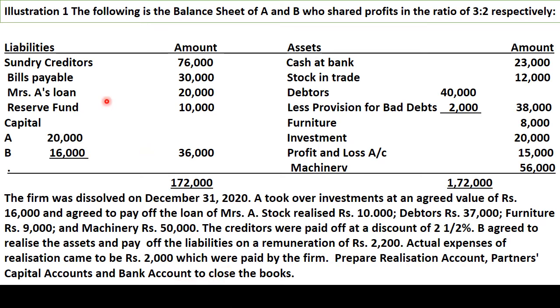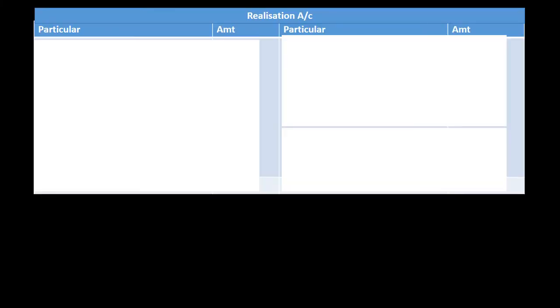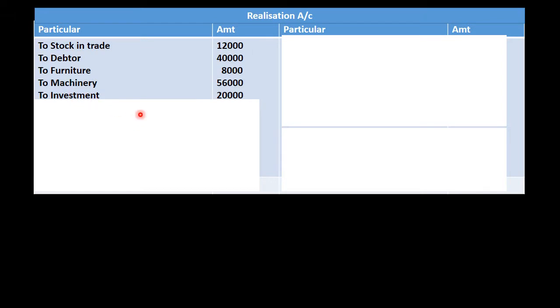Now after reading the question, let's start. First, we will prepare realization account. In realization account, first we will transfer all assets to its debit side with their book value. We are not going to change this value. We will copy it from the balance sheet as it is, from the asset side to the debit side.